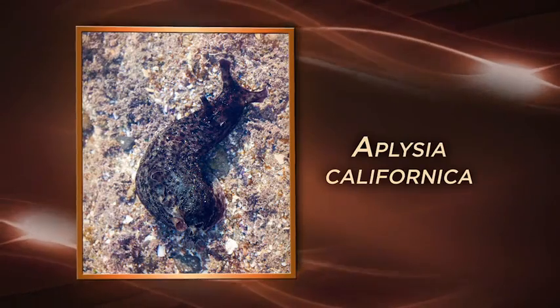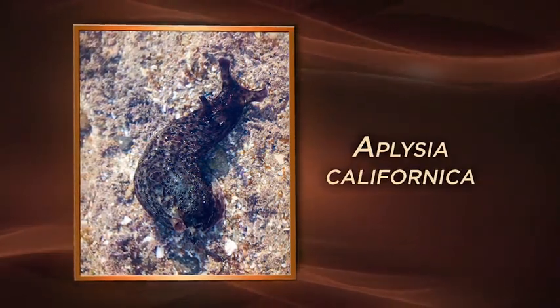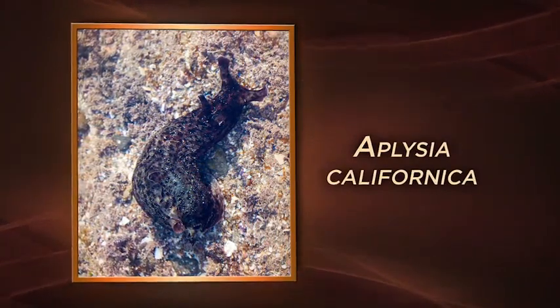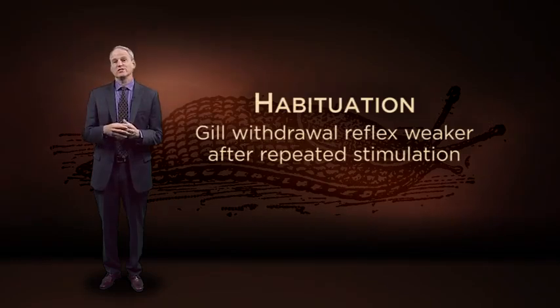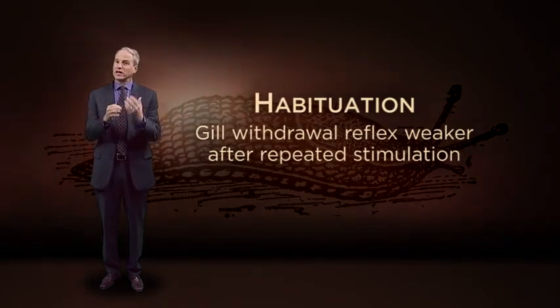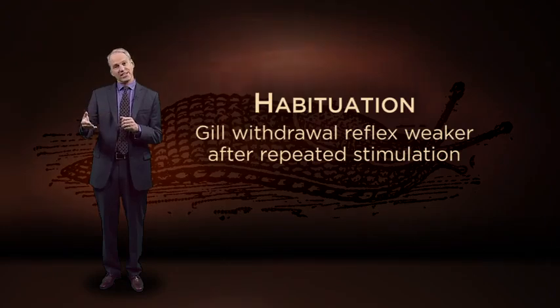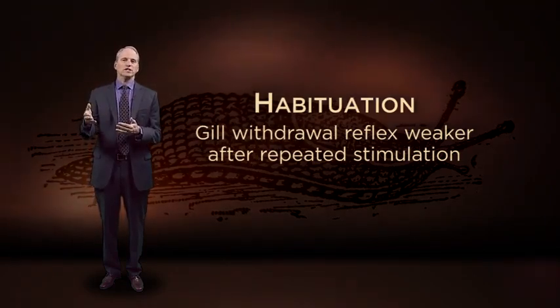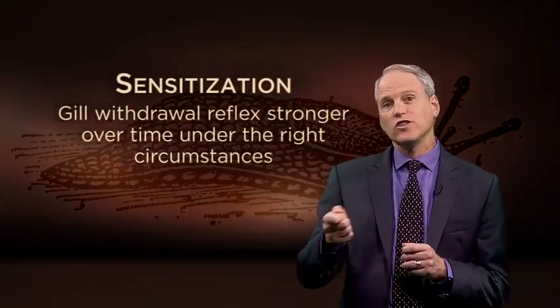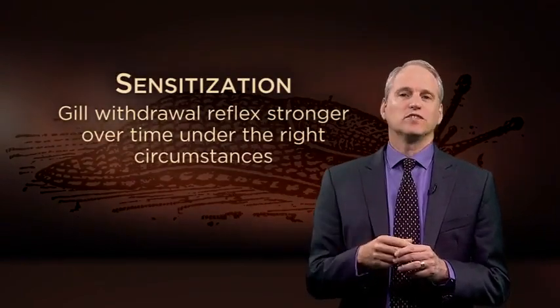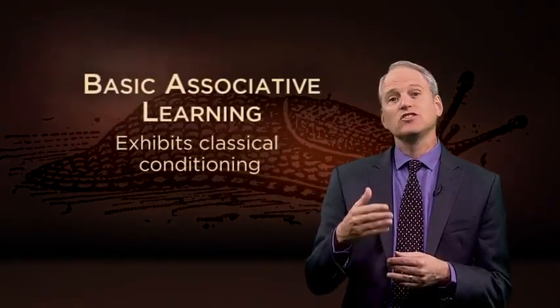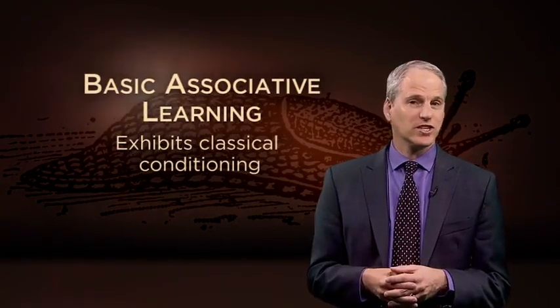Now, this creature exhibits many of the simple implicit learning mechanisms that we've talked about in this course. For example, it exhibits habituation to being touched. Initially, it quickly withdraws its gill when it's touched. But if it's touched repeatedly and gently, it eventually learns to ignore the touch, and it stops withdrawing its gill. It also exhibits a simple form of sensitization, in which its gill withdrawal reflex actually gets stronger over time under the right circumstances. Scientists have even demonstrated basic associative learning, like classical conditioning.